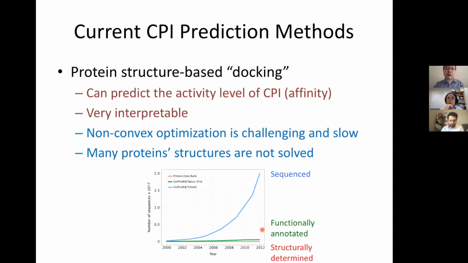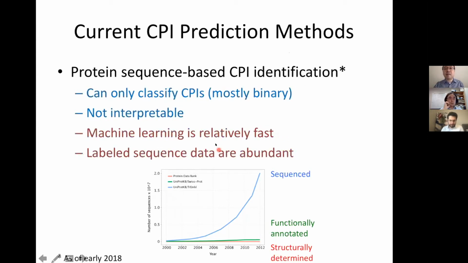In contrast, we saw machine learning coming up that just starts with the protein sequence. So the pros and cons are just opposite to the physics-driven docking methods. They were not that accurate when we started. They were just classifying interactions into binary outcomes back then. And they were not interpretable at all. I mean, you don't know why a machine learning model makes that prediction, but machine learning is very, very fast compared to non-convex optimization. And you can have very abundant sequences compared to very limited protein structures. So the pros and cons got swapped.